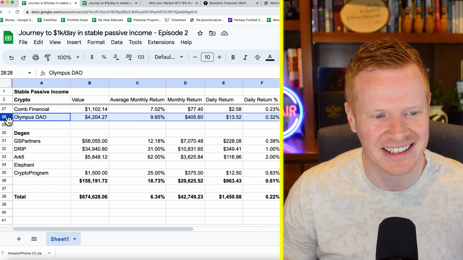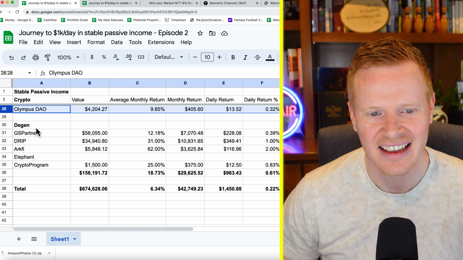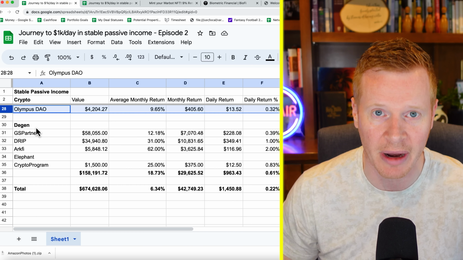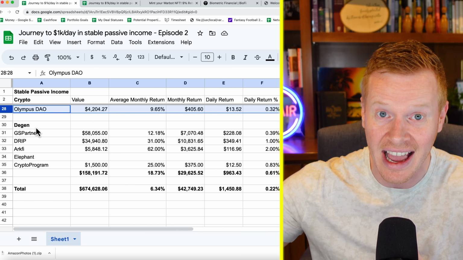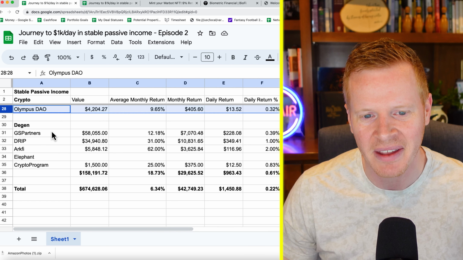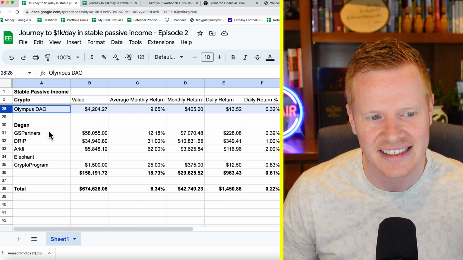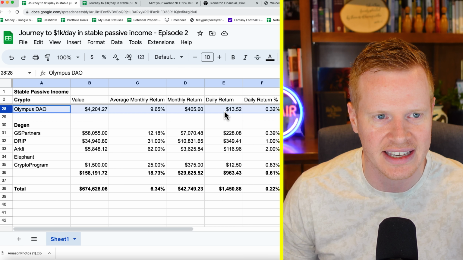And then Blast from the Past, Olympus DAO. At one point, I had about 60K in Olympus early in the bear market. It crashed down to almost nothing. And it's just been on a steady rise since then. When I read their white paper, I actually kind of like some of the stuff that they're doing. They actually have a cool vision. So I decided to include it in here. But I have about 4K and making about $13 a day off of that.